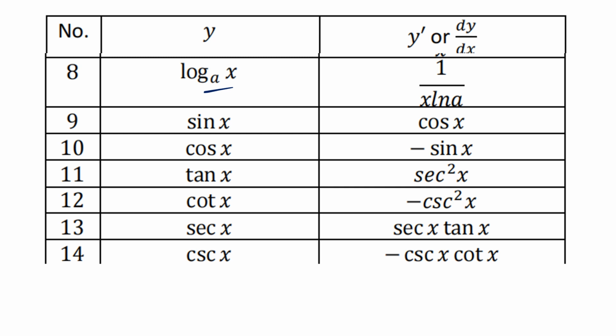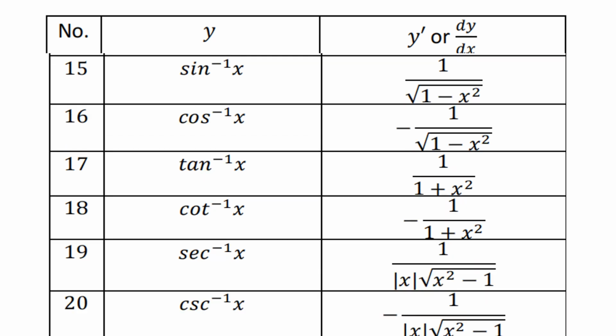Sin x. If y equal to sin x, what is y dash? Cosine x. If y equal to cosine x, what is the derivative? Minus sin x. Y equal to tan x, derivative y dash equal to sec square x. Similarly, cot x derivative is minus cosec square x, sec x derivative is sec x tan x, cosec x derivative is minus cosec x cot x.